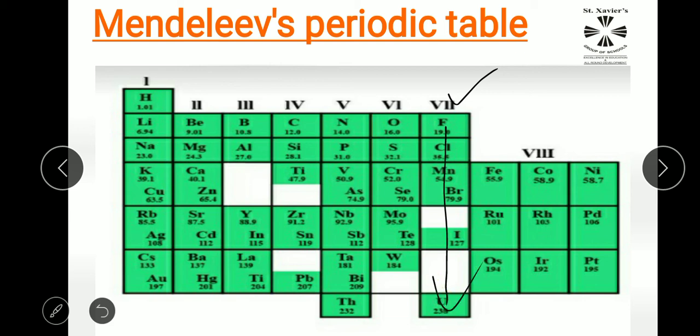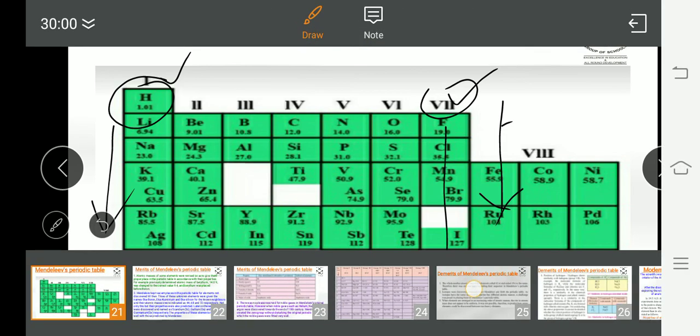So here, when you see hydrogen, the properties of hydrogen were matching with the first group, and not only the first group but also with the seventh group. So it was a big problem: where should we keep hydrogen, in the first group or in the seventh group, because hydrogen had properties similar to both groups. So it was again a problem for him to arrange hydrogen, to give the position to the hydrogen atom, students.